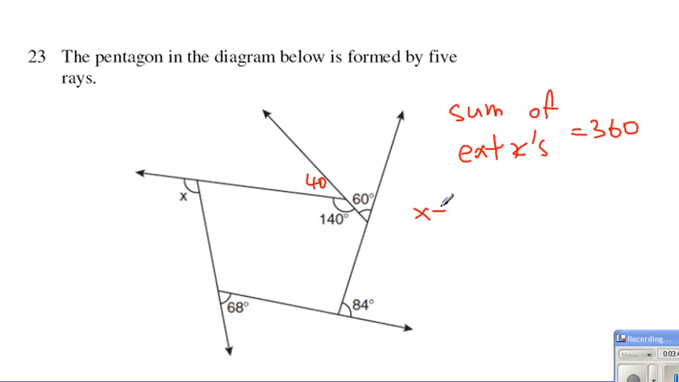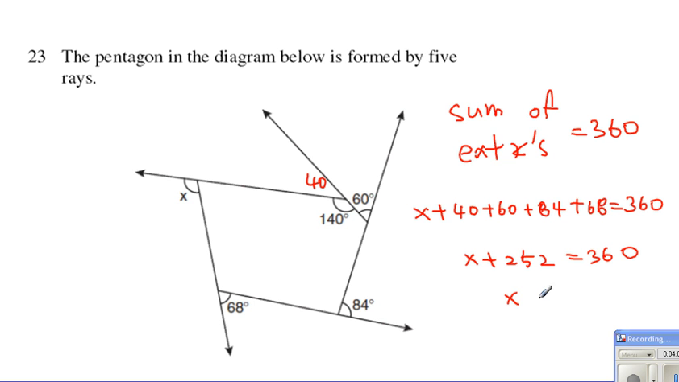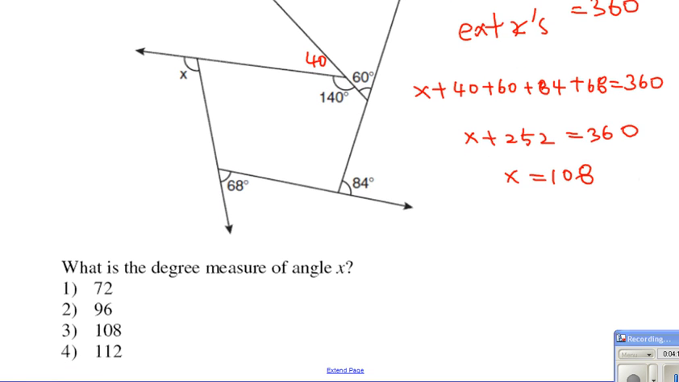So let's look at it. x plus 40 plus 60 plus 84 plus 68 should be equal to 360. Now here we realize that's 100. This is 140, 152. So we end up getting x plus 252 equals 360, which makes x equal to 108. And then choice number 3 becomes our answer.